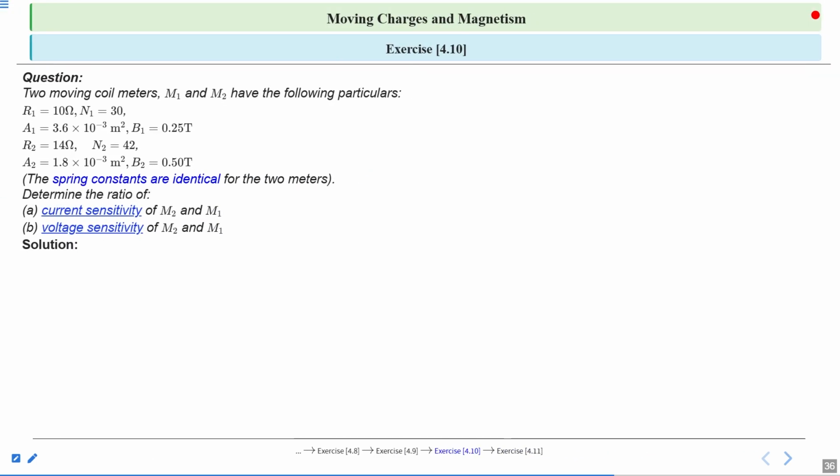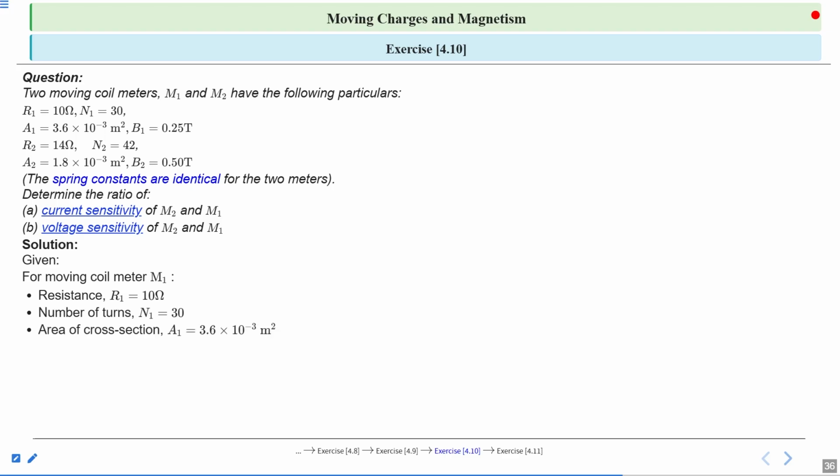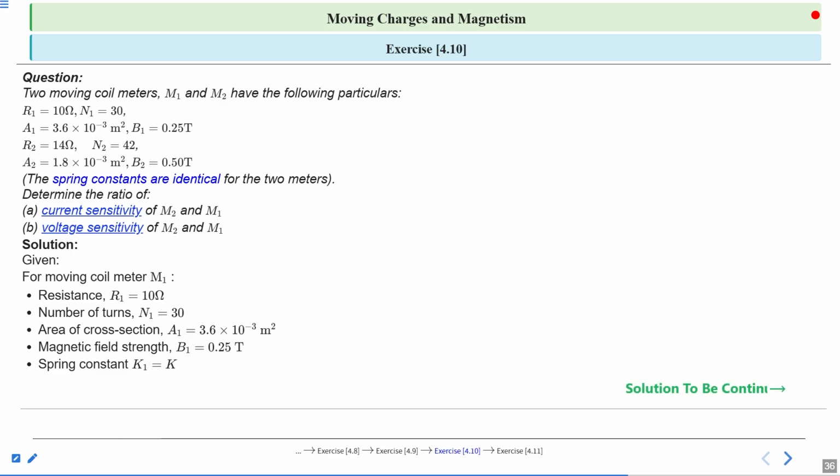Let's see the solution. So what is given for moving coil meter M1? R1 is given 10 ohm. The number of turns N1 is 30. The area of cross section A1 is 3.6 into 10 to the minus 3 meter square. The magnetic field strength B1 is equal to 0.25 Tesla. And the spring constant K1 is equal to K.